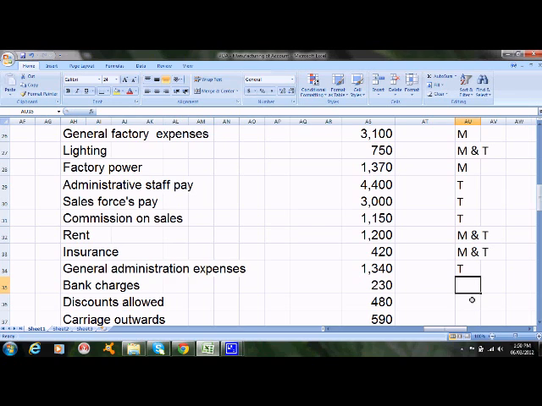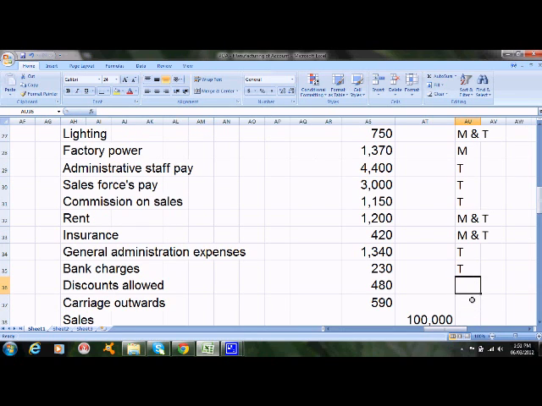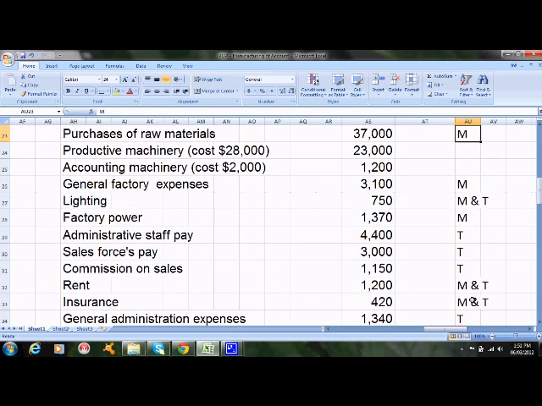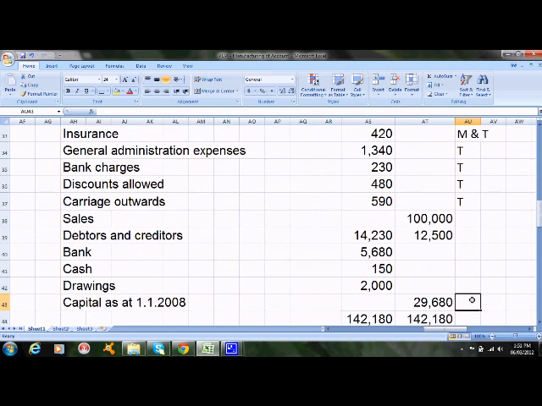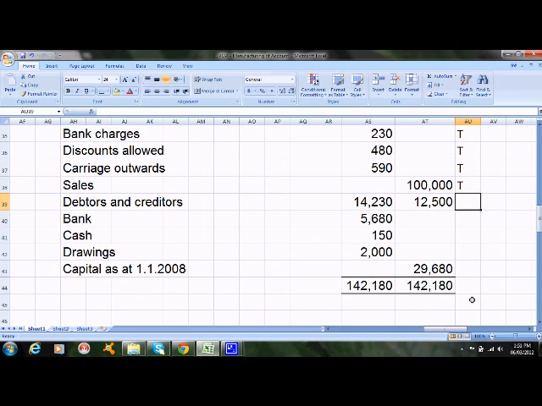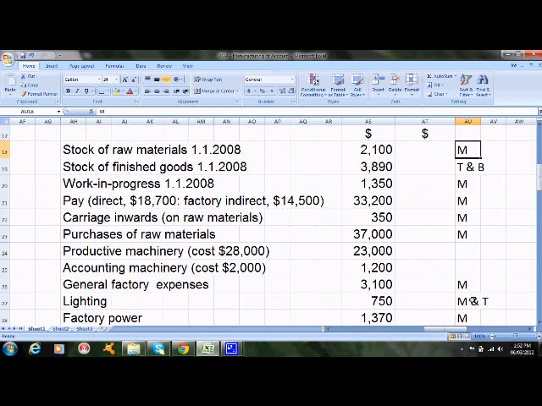Bank charges, friends, will go into what? Can anybody help me here? Where do bank charges go? T. Yes, friends. Discount allowed will go into T as well. Carriage outwards will go into what? Tell me now, friends. Anybody knows? T. Just say M and T here. So you're going to call it M and T, right? So that is that for that, friends, and this one is T. This one is what? B. B and B, which is balance sheet. And this is B as a balance sheet. So that's how we look, friends, for the first part.